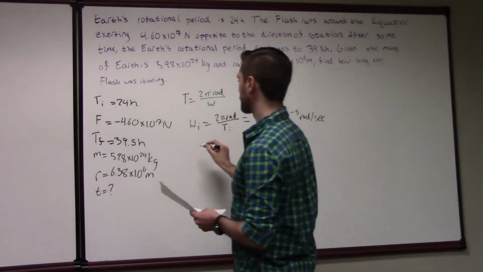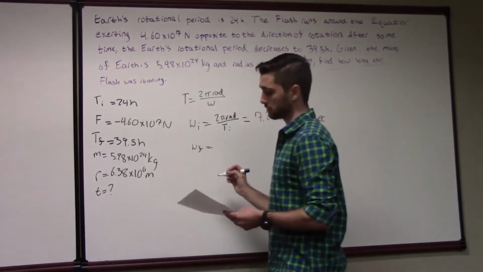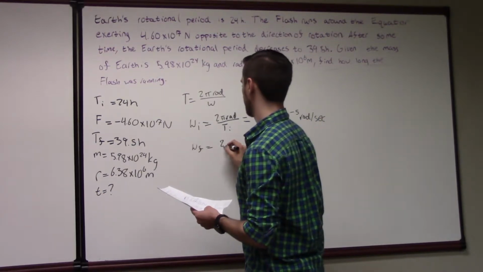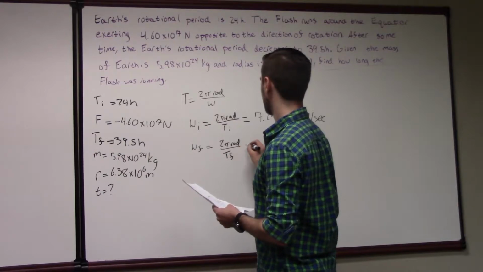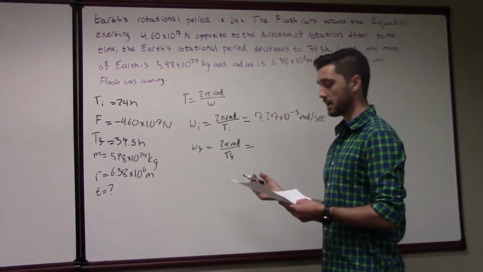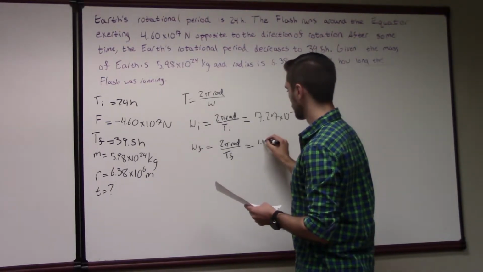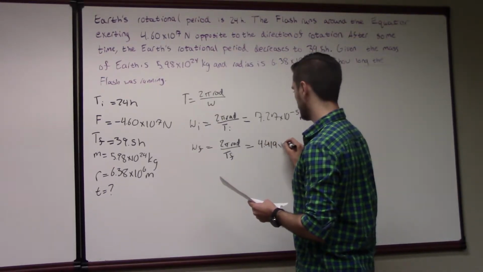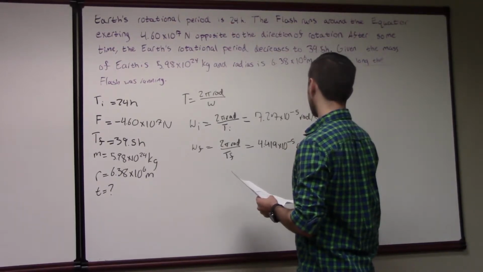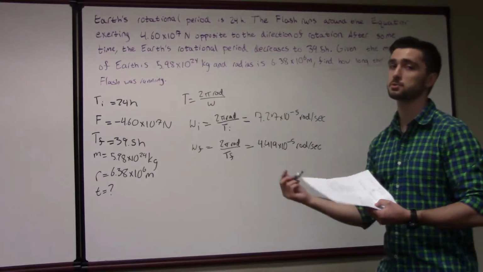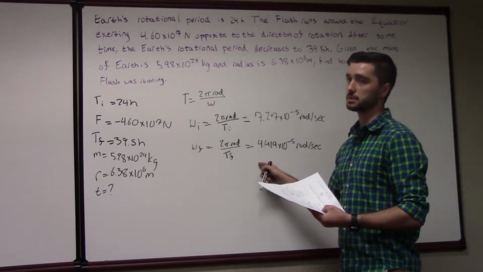Now let's do the same thing for omega f, for the final angular velocity. And if we have 2 pi radians divided by Tf, this, when you plug in your values and you convert to seconds, you're going to get that omega f is equal to 4.419 times 10 to the negative 5th radians per second. And this makes sense because the rotation is supposed to be slowing down and we're supposed to be having a longer period, so it makes sense that the angular velocity will be smaller here.